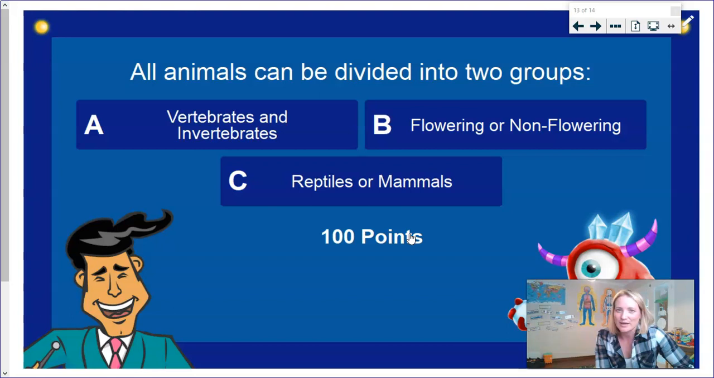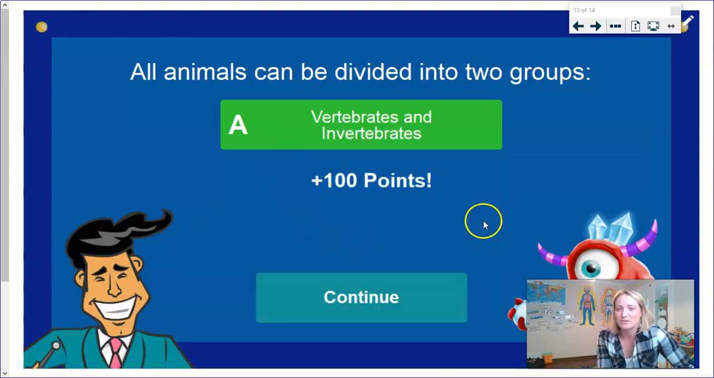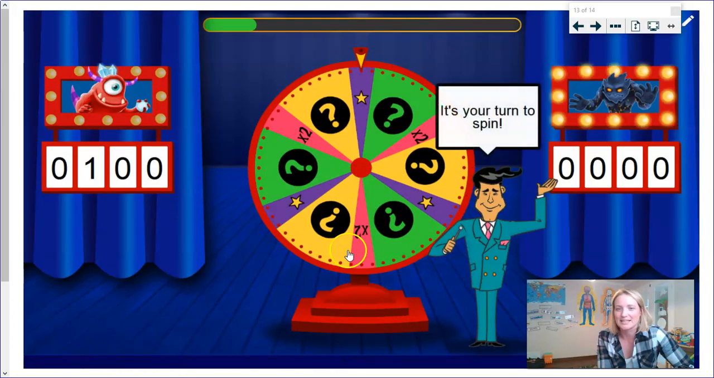All animals can be divided into 2 groups. Are those 2 groups A, vertebrates and invertebrates, B, flowering or non-flowering, or C, reptiles or mammals? That's right, it's A, vertebrates and invertebrates. If we were flowering or non-flowering, we would be plants. Let's take another spin of the wheel.